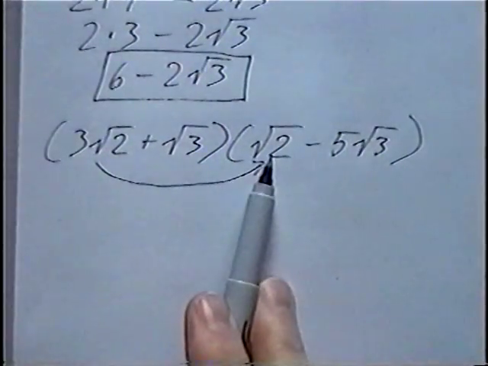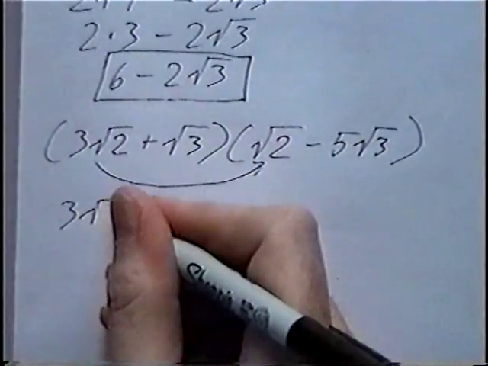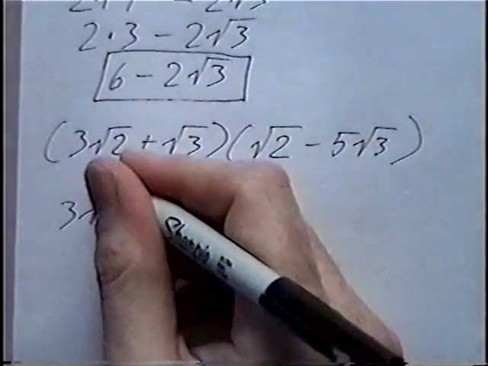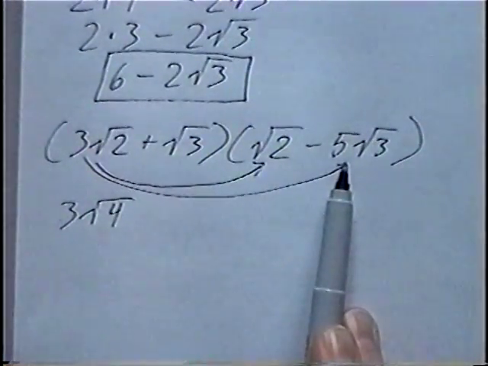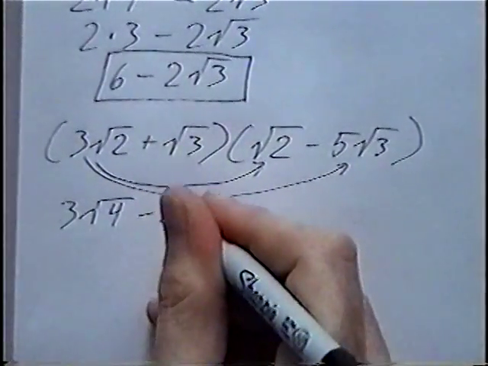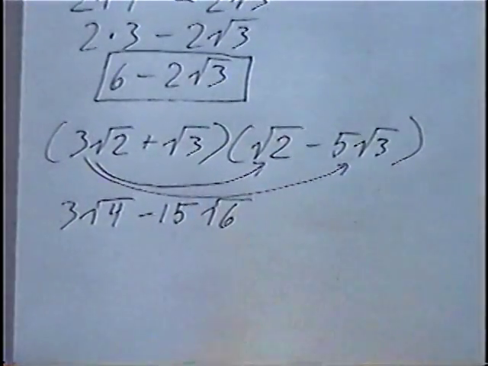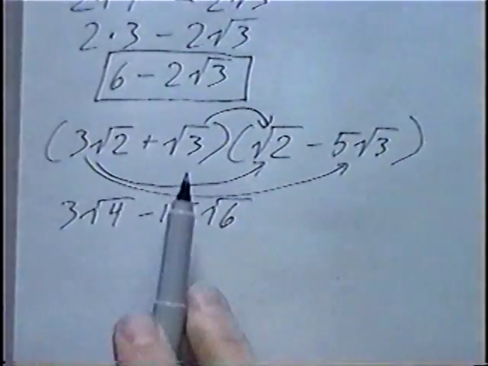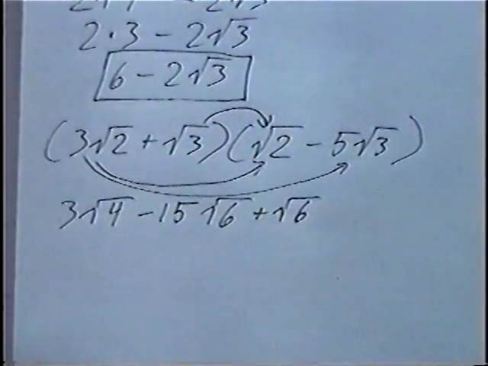which would be 3 radical 2 times radical 2. The 3 would stay the same, and radical 2 times radical 2 would be radical 4. Multiplying the outside terms for FOIL would be 3 radical 2 times negative 5 radical 3. The numbers outside the radical, 3 and negative 5, we can multiply for negative 15, and radical 2 times radical 3 would be radical 6. Multiplying the inside term, radical 3 times radical 2, that would be positive radical 6.